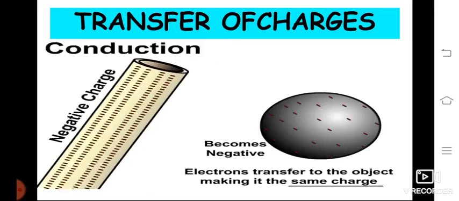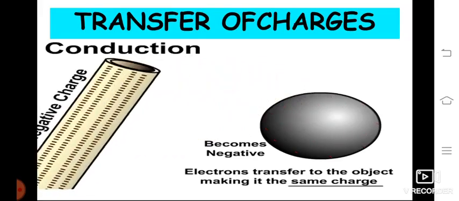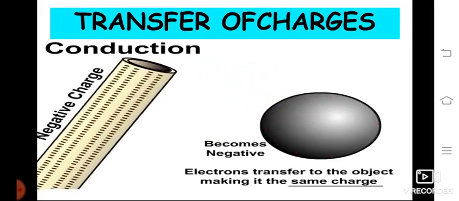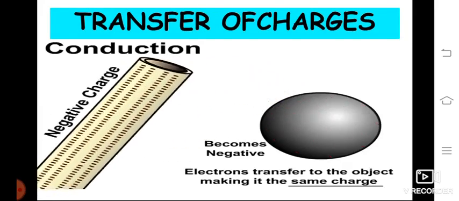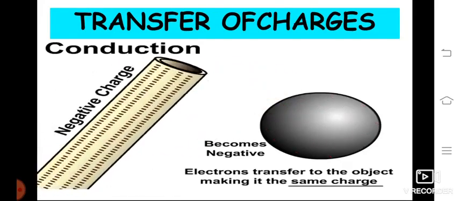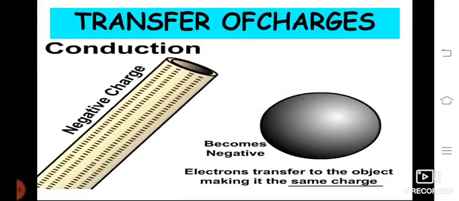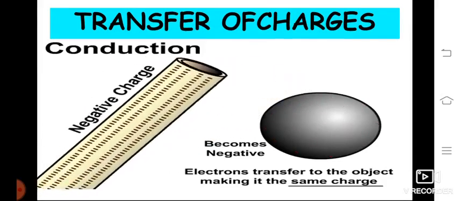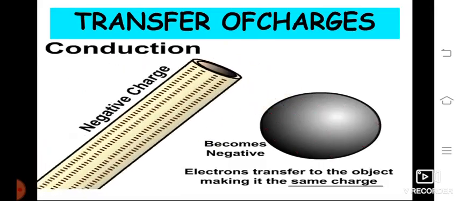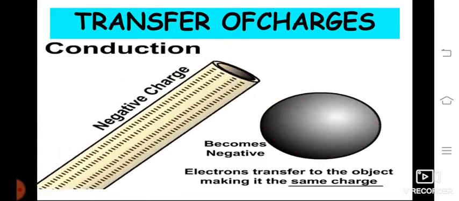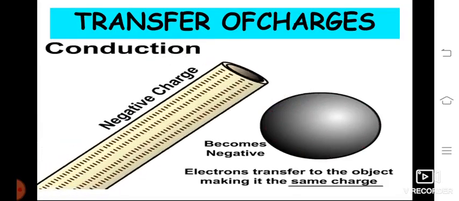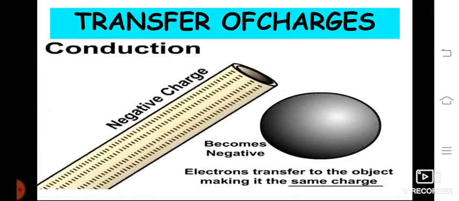Here also, in the rod and then a metal ball, one has a negative charge. When this negative charge touches the ball, what is happening? That negative charge is conducted by the metal because electrons transfer to the object, making it the same charge. When the metals have the same charge, when one touches the other metal, it is transferring the charge. So this is called conduction. From one place to another place it is moving. So transfer of charges based on conduction is taking place here.